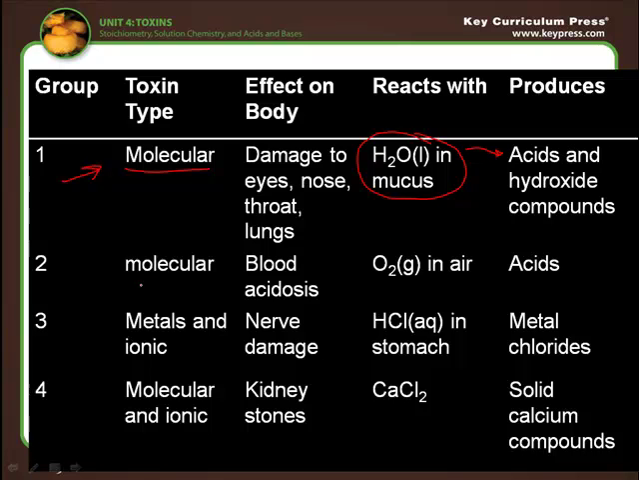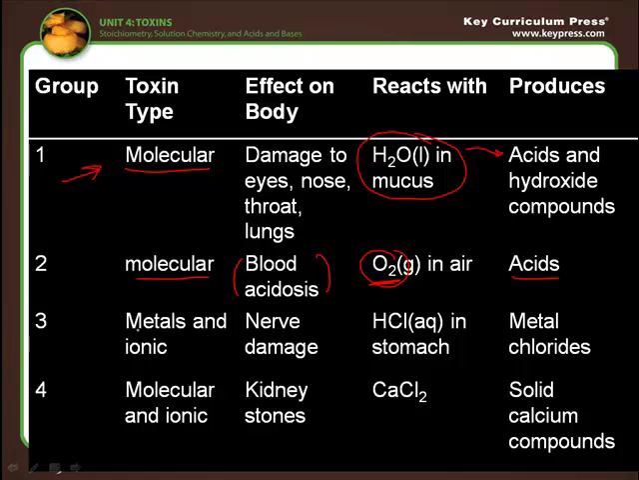Another type of compound that can be produced when a molecule enters your body is when it reacts with oxygen in the air, it can form what's called blood acidosis. And that's when an acid forms in the blood, your blood becomes more acidic than it is meant to be, and that can have severe damage over your entire body as the blood spreads throughout your body. But that's when the molecules react with oxygen in the air, so you breathe them in. So you breathe these in.